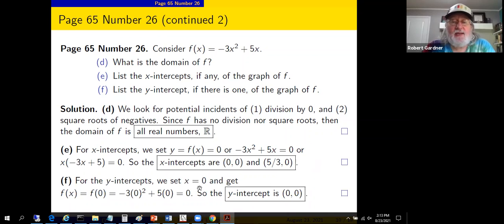Y-intercepts, set x equal to 0. Okay, that's a little bit easier because we'll only get one value out, provided 0 is in the domain of the function. We'll set x equal to 0 in the f of x function. That is, we'll take f of 0, negative 3 times 0 squared plus 5 times 0, plug the zeros in, get 0 out. The y-intercept is (0, 0). So we've got x-intercepts, we've got y-intercepts.